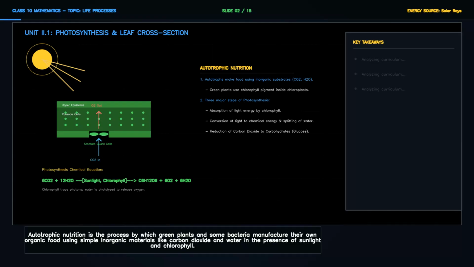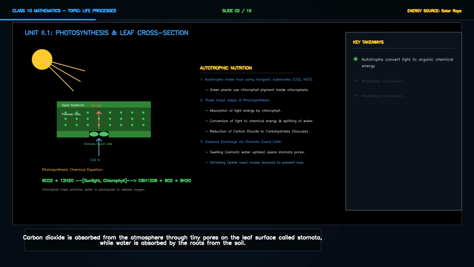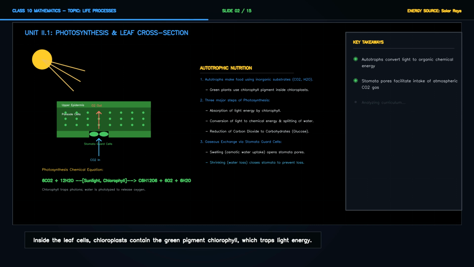Autotrophic nutrition is the process by which green plants and some bacteria manufacture their own organic food using simple inorganic materials like carbon dioxide and water in the presence of sunlight and chlorophyll. Carbon dioxide is absorbed from the atmosphere through tiny pores on the leaf surface called stomata, while water is absorbed by the roots from the soil. Inside the leaf cells, chloroplasts contain the green pigment chlorophyll, which traps light energy.